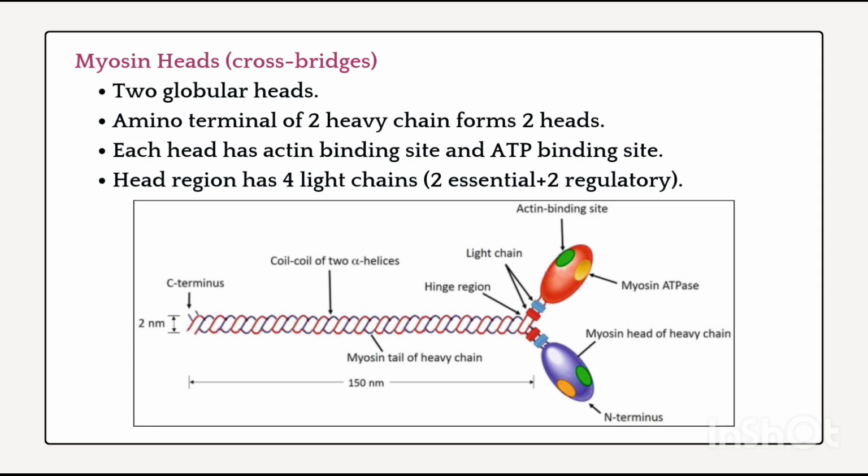Each myosin molecule contains two globular heads, which are formed by the amino terminals of two heavy chains respectively. Each head has an actin binding site and ATP binding site. The ATP binding site has ATPase activity. The head region also has 4 light chains, out of which 2 are regulatory and 2 are essential. So, each head consists of 1 regulatory and 1 essential light chain.